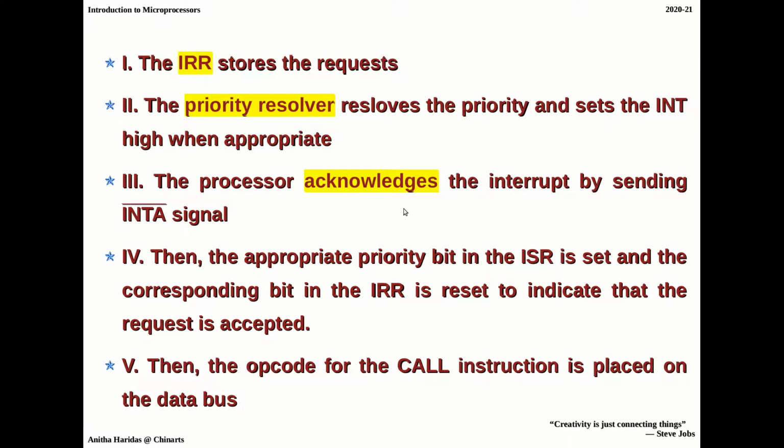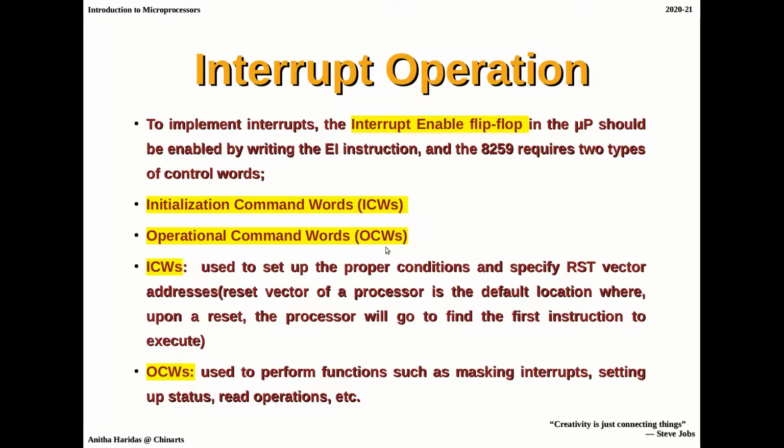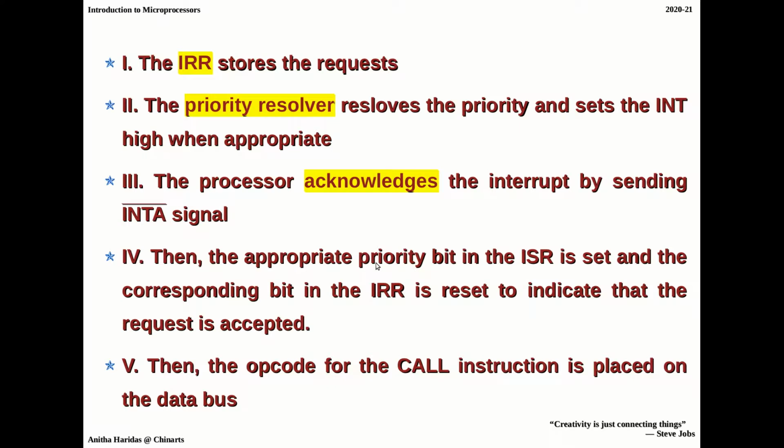Then the processor acknowledges the interrupt by sending the interrupt acknowledgement signal. So once the signal is sent, what is it going to do? The appropriate priority bit in the in-service register. ISR is the in-service register. So once the acknowledgement is given, the appropriate priority bit in the in-service register is set, and the corresponding bit in the interrupt request register is reset.